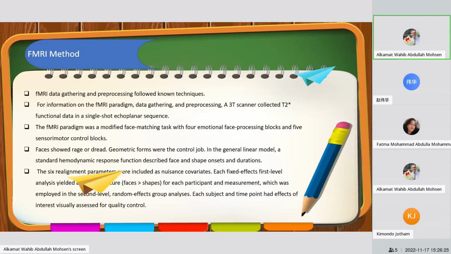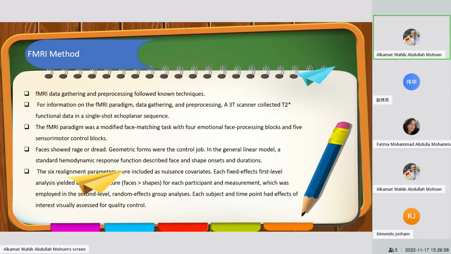So the six requirement parameters. The face greater than shapes contrast for each participant was employed in this second level analysis. Each subject, time point, and effect interaction was included.